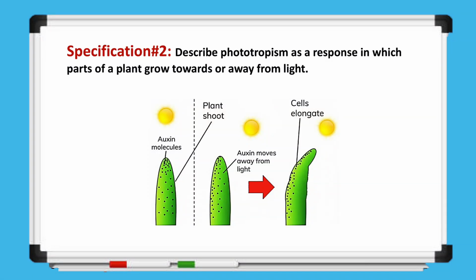Moving on, our next specification is number 2, which asks us to describe phototropism as a response in which parts of a plant grow towards or away from light. So, in phototropism, auxin molecules play a key role. In a plant shoot, when light shines from one side, auxin moves to the side away from the light. The cells on that shaded side elongate more than the cells on the lighted side. This uneven growth causes the shoot to bend toward the light.